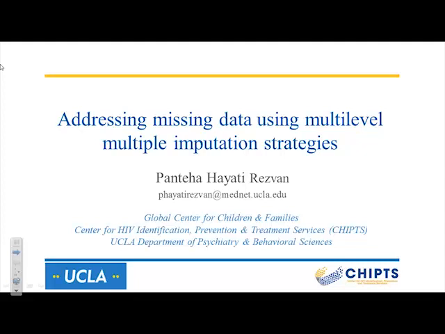Dr. Rezvan has been one of our postdocs in the T32 training program. What I like about her, too, is that she came to us as an analyst, so that was pretty nice. And she's Dr. Bellin's mentee. And she's going to talk to us about missing data.